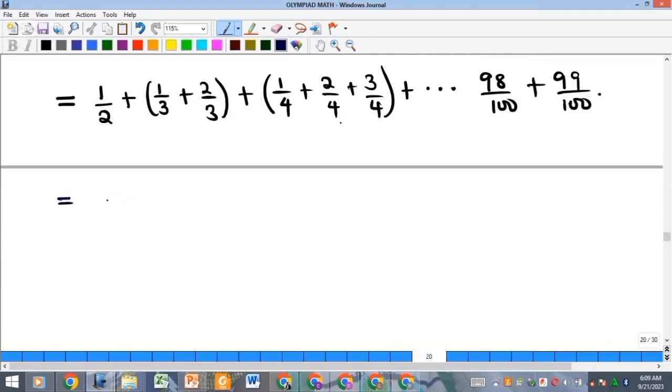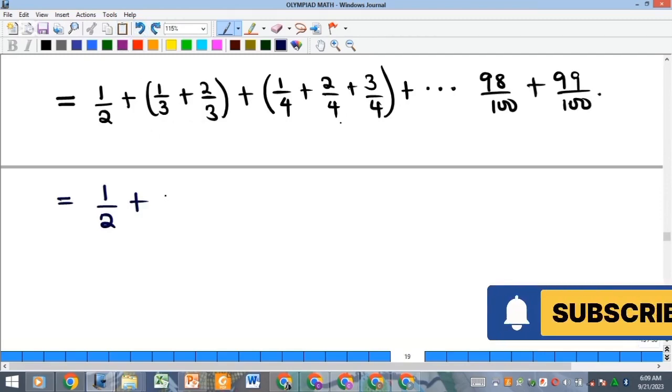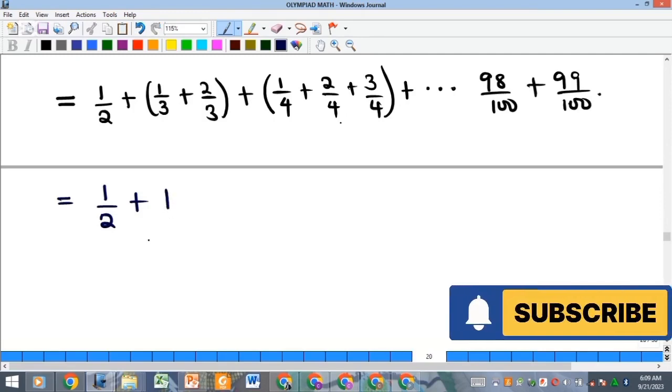So we'll try to simplify each of them. Now you see that by the time you simplify this, you're going to form a sequence. The first one remains your half, and then the next one, of course, if you add this, you are going to get 3 over 3, which is a whole number. And that 3 over 3 is the same thing as 1.